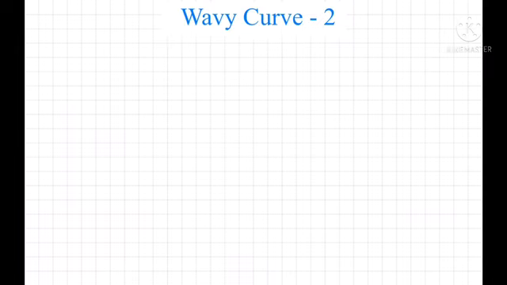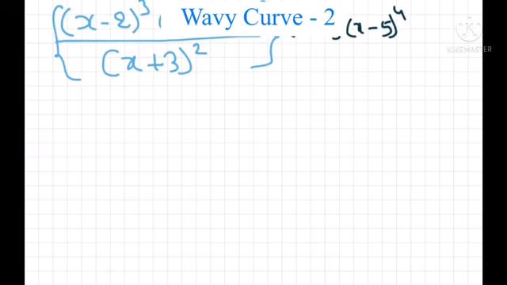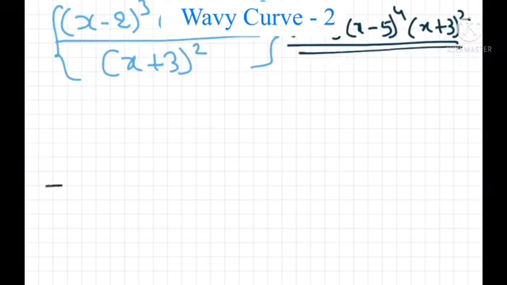Now let's see the final one, when we have an exponent in a rational function. So if I ask you (x - 2)^3 (x - 5)^4 / (x + 3)^2, the sign scheme of this and the sign scheme of (x - 2)^3 (x - 5)^4 (x + 3)^2 are the same, and we know how to plot the sign scheme of this.